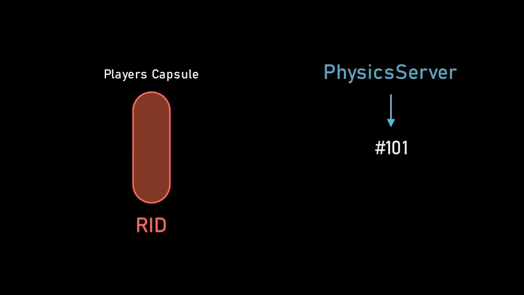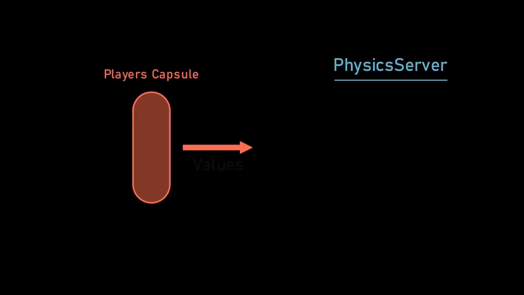In the game, every time I start it up, two things happen. Your player capsule asks for a RID. The physics server creates one. Now, what I want you to think of is like an exchange. Your player capsule sends to the physics server its values, but these values are really just numbers, no textures.